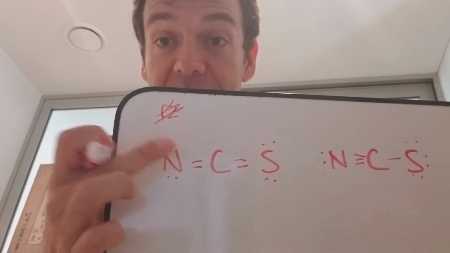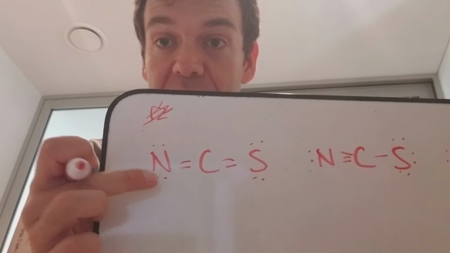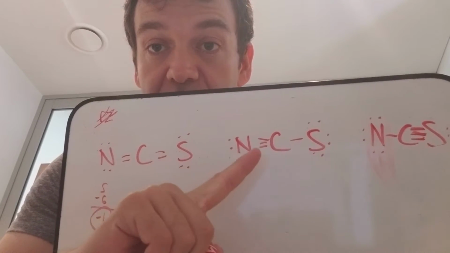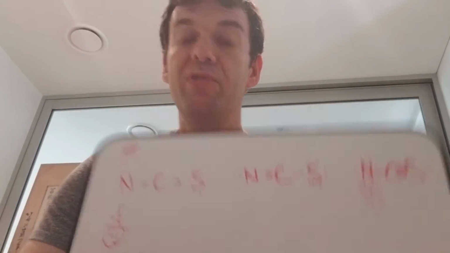Nitrogen, 5 normally, minus 1, 2, 3, 4, 5, 6. So 5 minus 6 is negative 1. This nitrogen, we'll just do the nitrogens. 5 minus 1, 2, 3, 4, 5. It's pretty good. We got a 0 there.